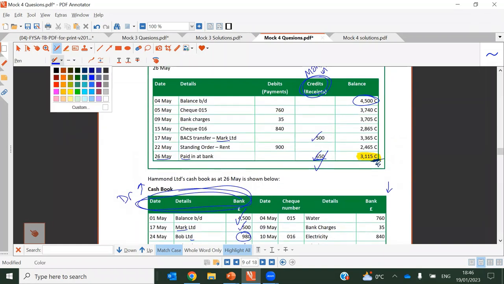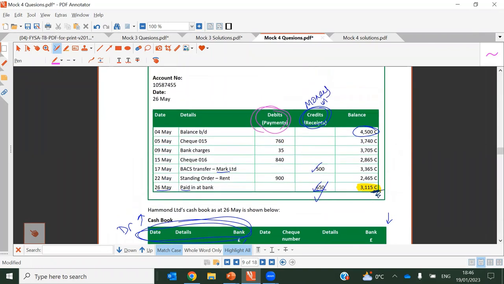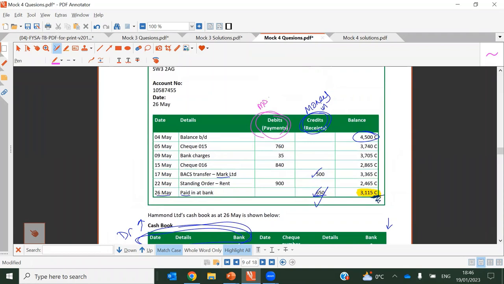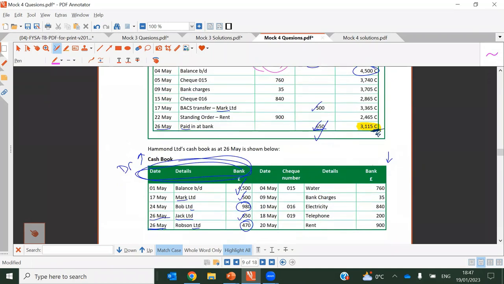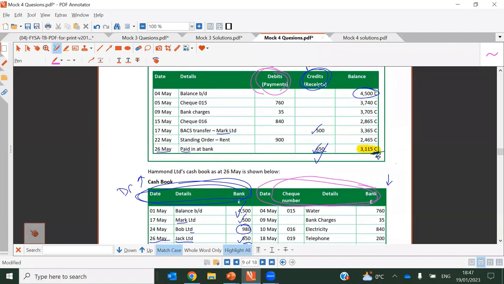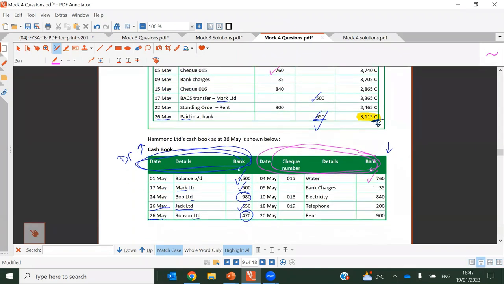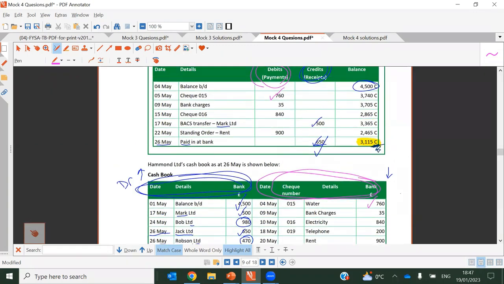The next step then, once we've dealt with the paid in, or the money inside of the bank statement, I'm going to want to look at the paid out side, the money out. These are, of course, debits on the bank statement, but credits over here on the cash book. So these bits here. So I'm going to do the same exercise. So I can see on the bank statement I've paid out a cheque for £760. I can see that, yes, that has cleared out, and it was for water, okay, my water payment.